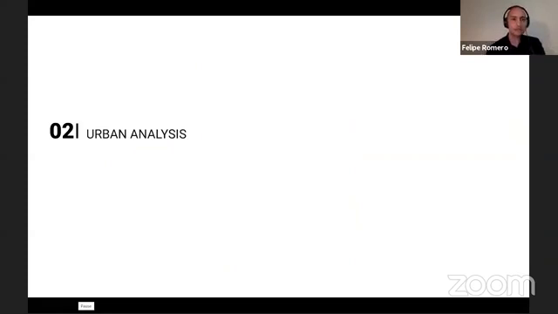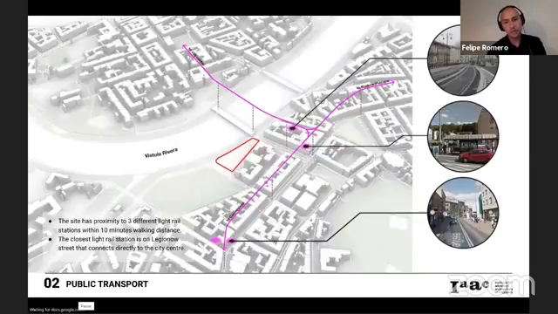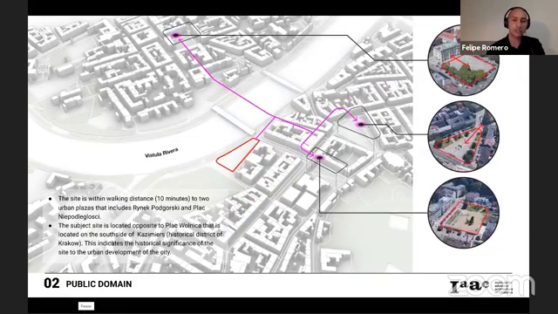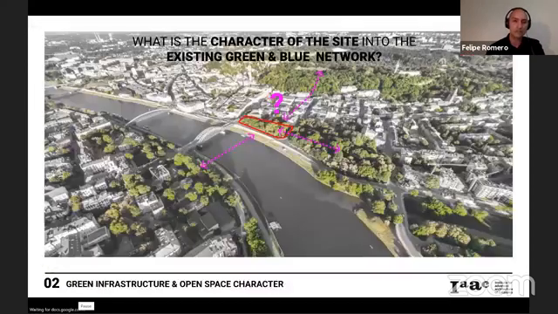For the urban analysis, we use Grasshopper and the Elk component, where we manipulate OpenStreetMap data, and we start looking at the different urban systems. We have the public transport, and we look at the different connections of the public domain to our site, the main key plazas surrounding the historic city center, and also those related to our site. In terms of our relationship to the green and the blue network, we look at the new character of our site inside that structure.